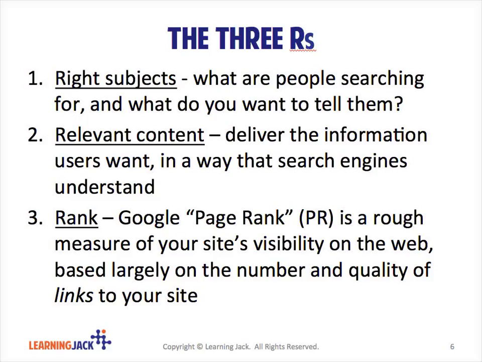Now, the Google PageRank algorithm is a rough measure of your site's visibility on the web, based largely on the number and quality of sites that link to you. So, to get good search engine presence, you need to choose the right subjects, have relevant content on your site, and build your site's rank. And we're going to learn how to do those things in the next lesson.